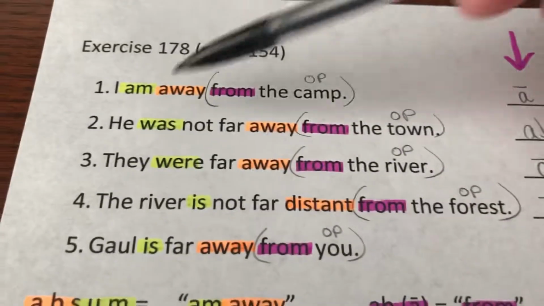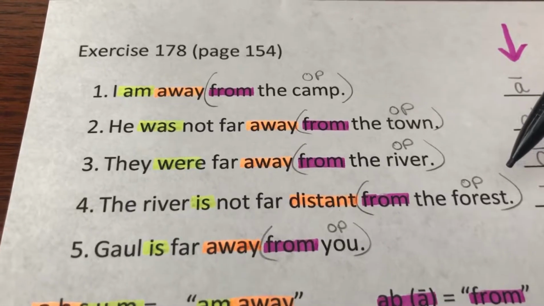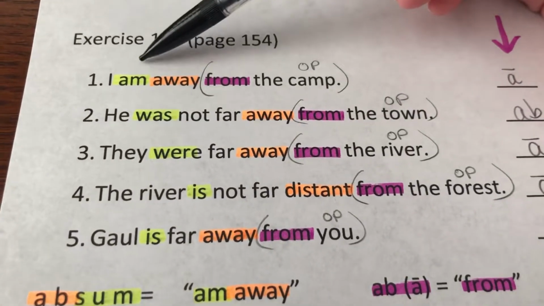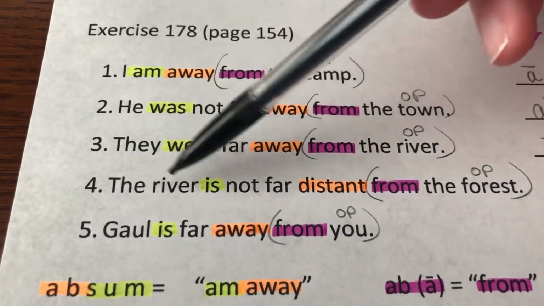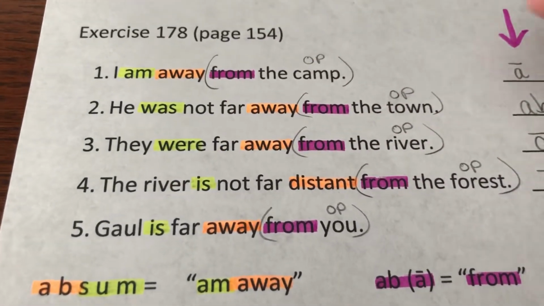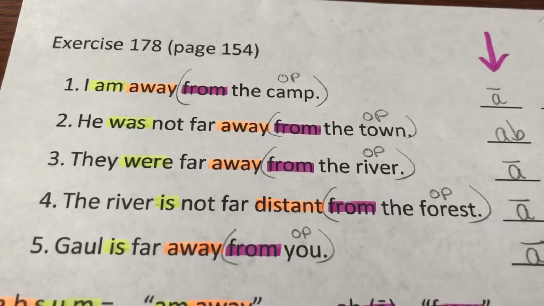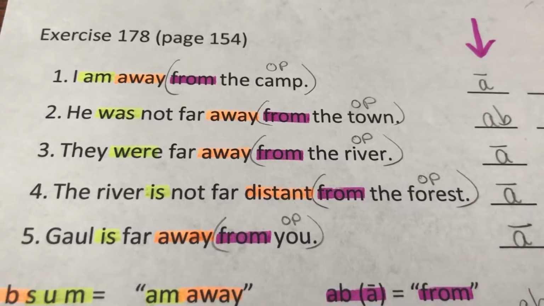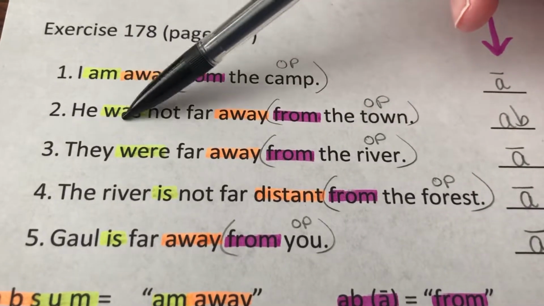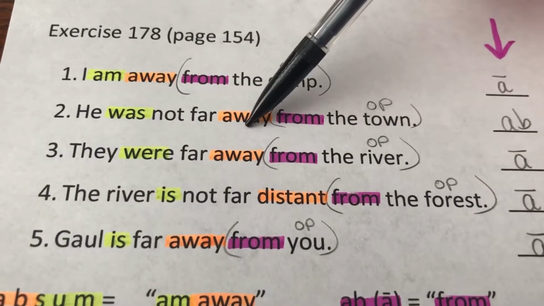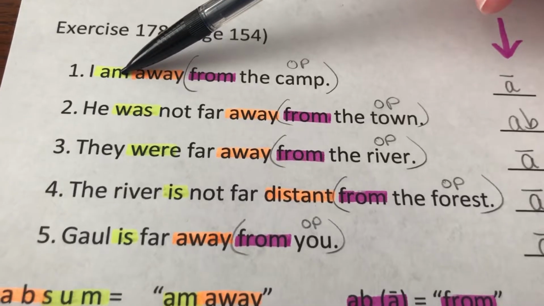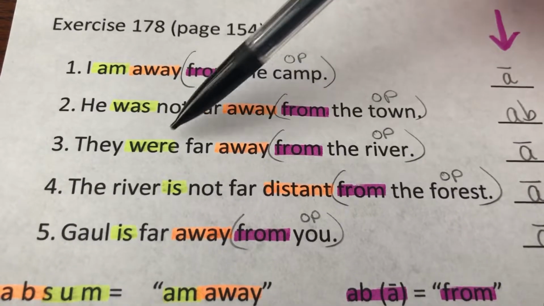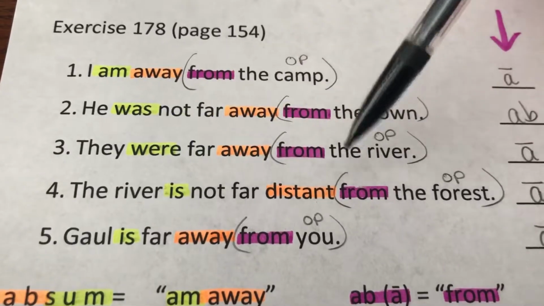Okay, once we had our sentences marked up, we didn't technically parse them. If I wanted to take more time, I could have had them at least label the subject. But we did talk about the subject, we just didn't label it there. So the first thing we did was deal with the compound verb here: am away, was away, were away, is distant, and so forth.